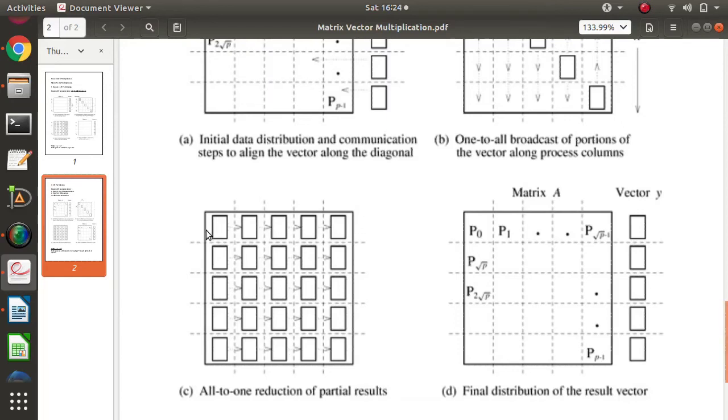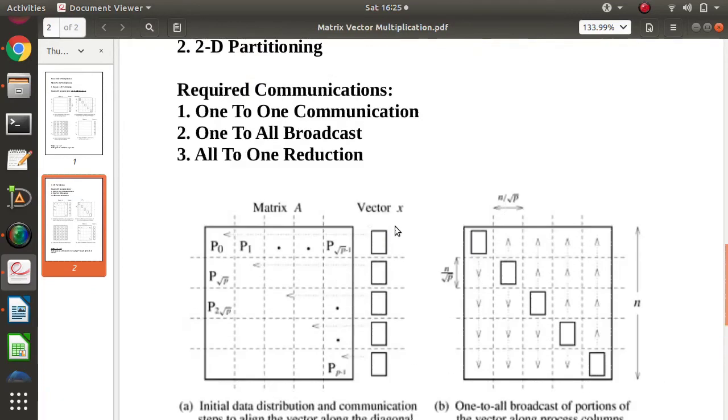Now we have to perform addition of all these values. Those additions and the final result are collected by these processes. So this value should get transferred to this process, and this process will finally sum up all these values. In the same way, all these values should get transferred to this process, which will find the addition of all of them. For that we require all-to-one reduction. That is the third step.